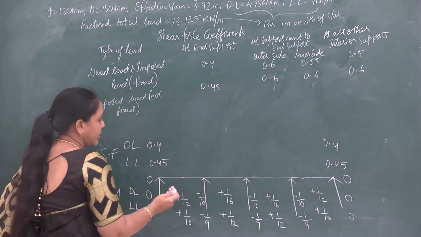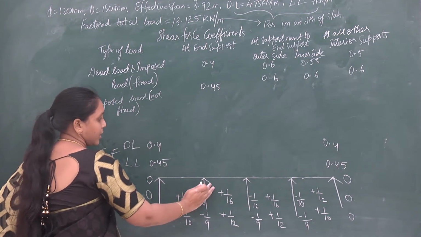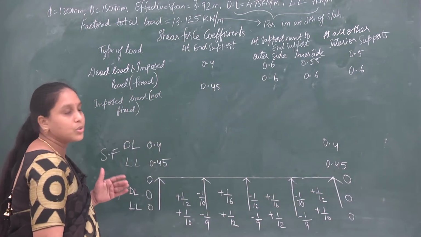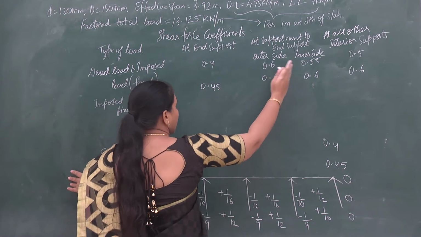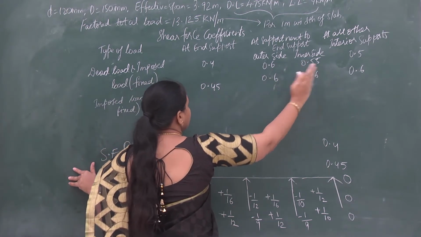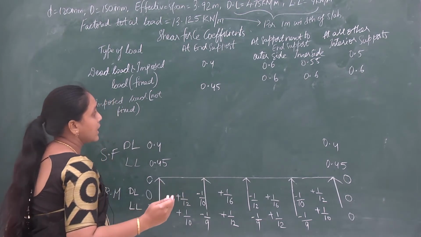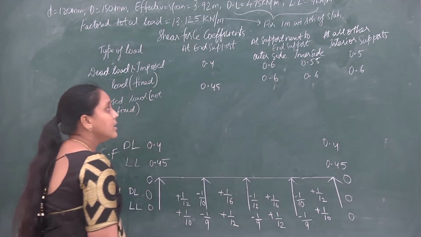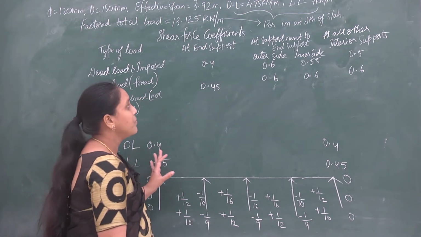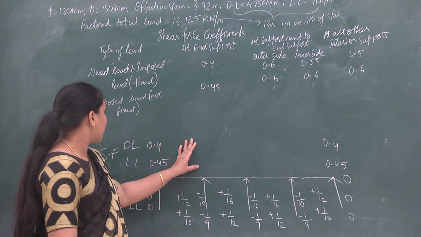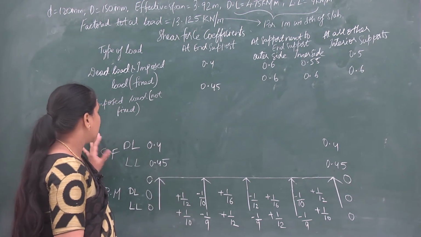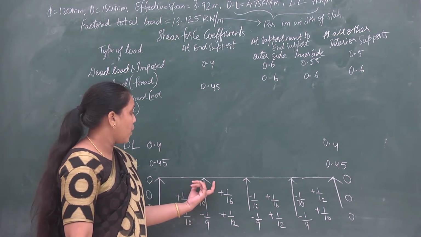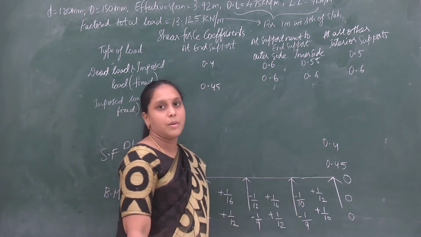What is the support next to end support? So this is the support which is next to end support and this is the other support which is next to this end support. So at support next to end support, there are two things here. One is the outer side and the other one is the inner side. So for the inner side we have other values and for the outer side we have some different values. So now let us write down the values for the shear force coefficients for dead load and live load for the support which is next to the end support.